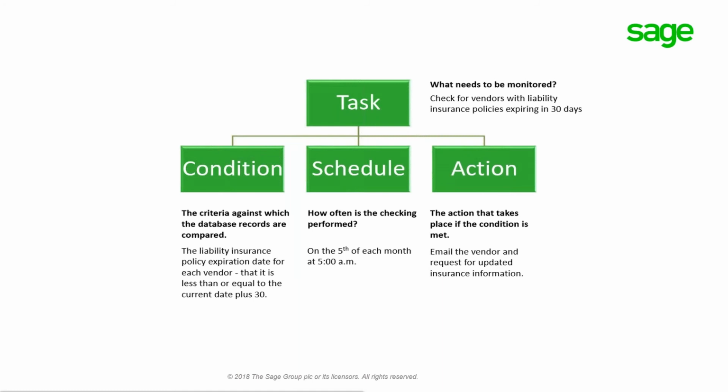Next up is the action. Given that the condition is met, it's that time of the week or the day, what do you want me to fire off? In this example, email the vendor and request that the updated insurance information be sent back to the user. So that way, without even having to keep a spreadsheet or keep a list of these vendors and their dates, have MyAssistant take care of that for you and then email and request that information from the actual vendor directly.